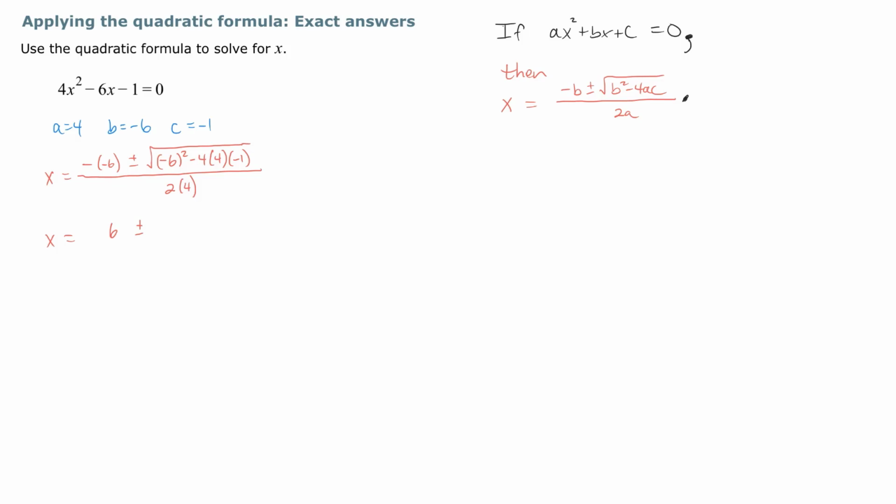Plus or minus the square root of 36 plus 16. So 36 plus 16 is 52, all over 8. X is now equal to 6 plus or minus the square root of 52. There's a perfect square in 52. It's actually 4. Oh, meant to write 13.